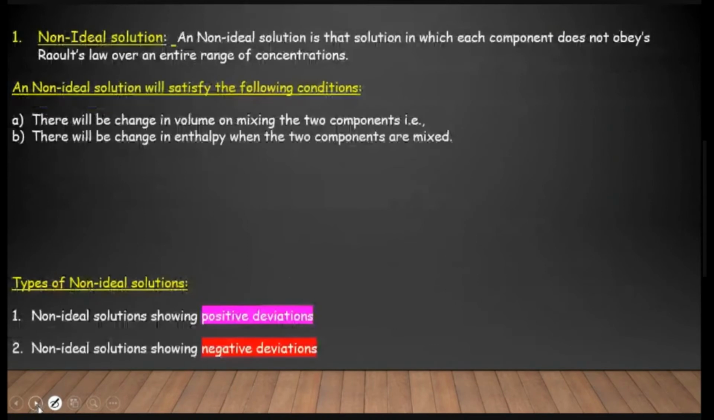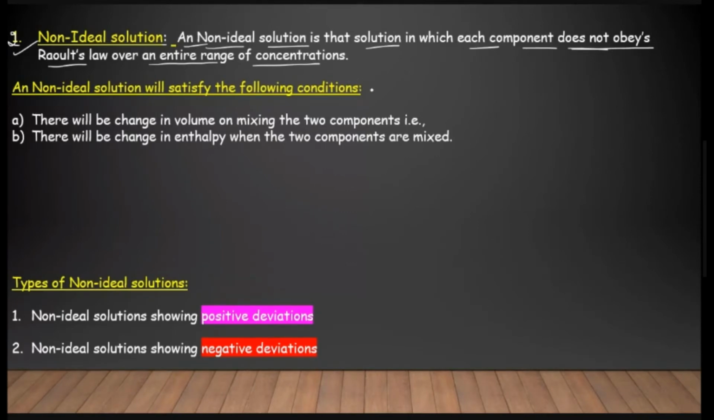Now let us come to non-ideal solutions. The second type of liquid-liquid solution is the non-ideal solution. So what is a non-ideal solution? A non-ideal solution is a type of solution in which each component does not obey Raoult's law over the entire range of concentration. Such kinds of solutions we call non-ideal solutions.